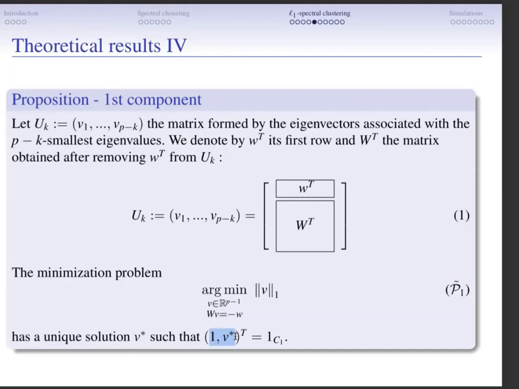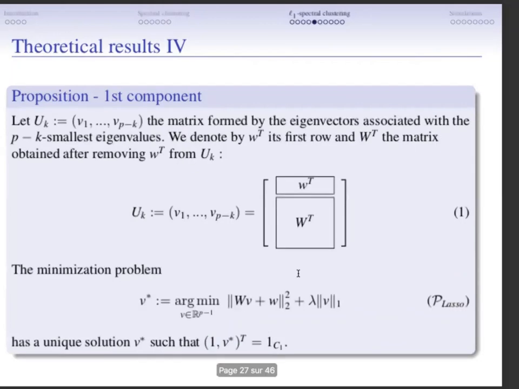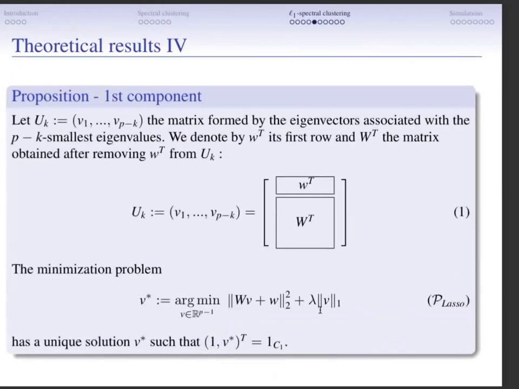Now, as some of you know well, you can rewrite this penalization problem like this. I call this problem P Lasso because it's like a Lasso problem. You have an L2 norm on capital W V plus w, and you have an L1 penalization on the solution V.